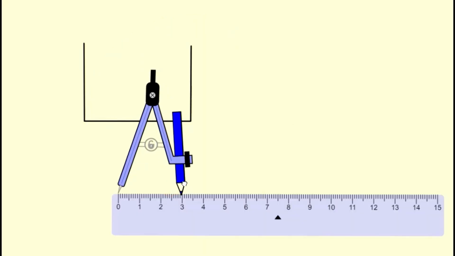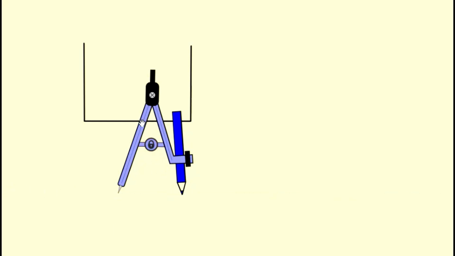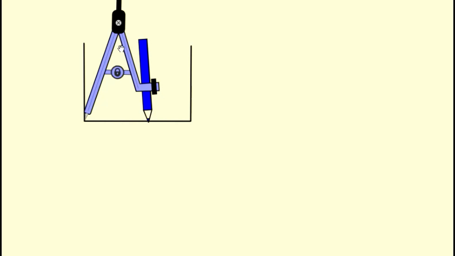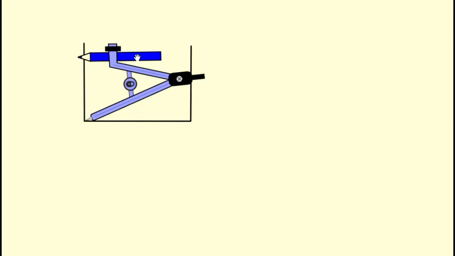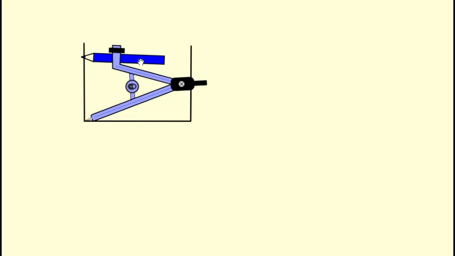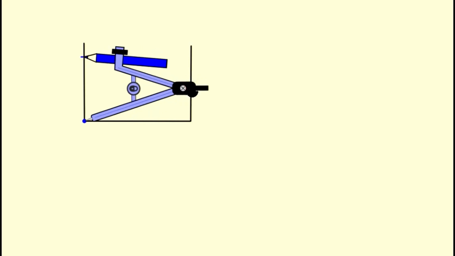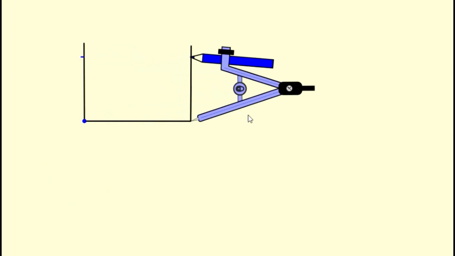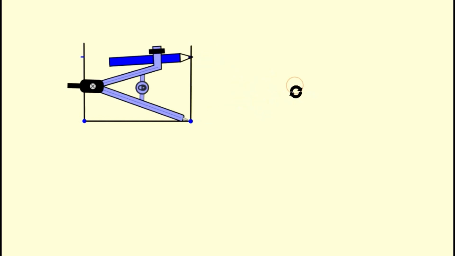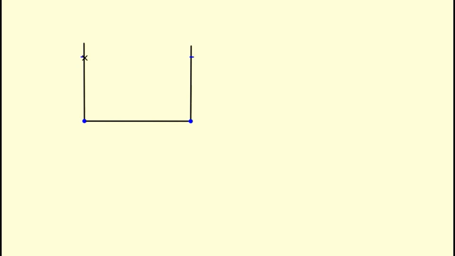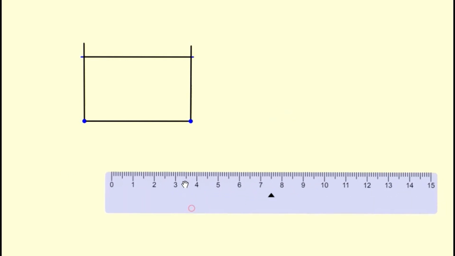Now we have to take the breadth as 3. Here I am taking 3 cm in the compass and put it at this end and draw an arc. And this length is 3 cm. The same way, take 3 cm at this side also. Now join them. So now we got a rectangle with sides 5 cm and 3 cm.